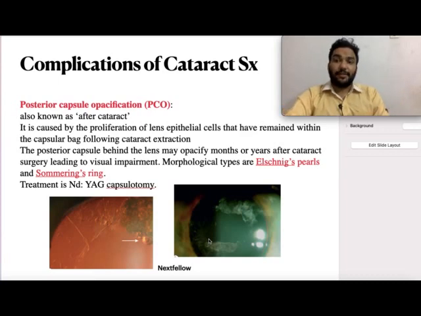This is the same as posterior subcapsular cataract, in which I told you already that there will be proliferation of lens epithelial cells, Wedl cells or bladder cells. The same thing here.